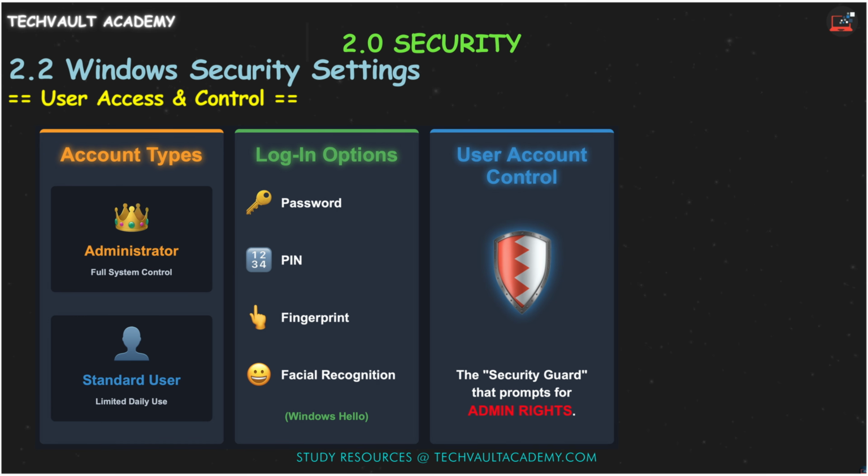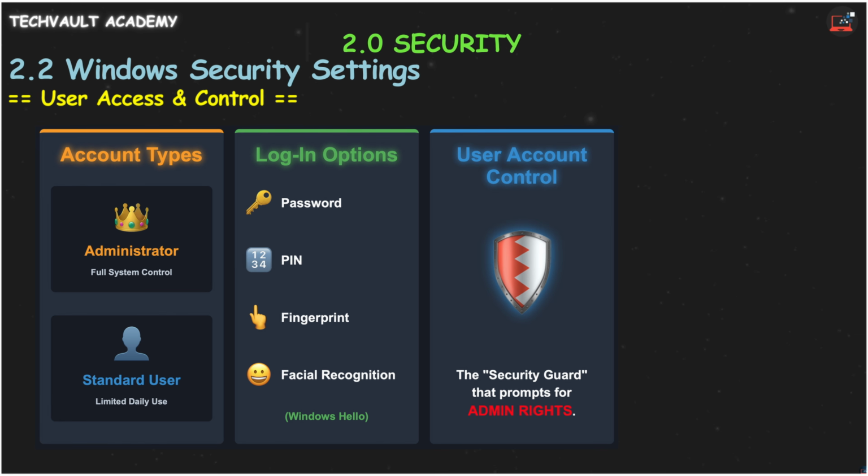Within these, you have account types: administrator with full control, and the standard account for daily work. You should always use a standard account and only elevate your privileges when necessary. Windows offers many modern login options beyond a password, including a PIN, fingerprint, or facial recognition via Windows Hello.